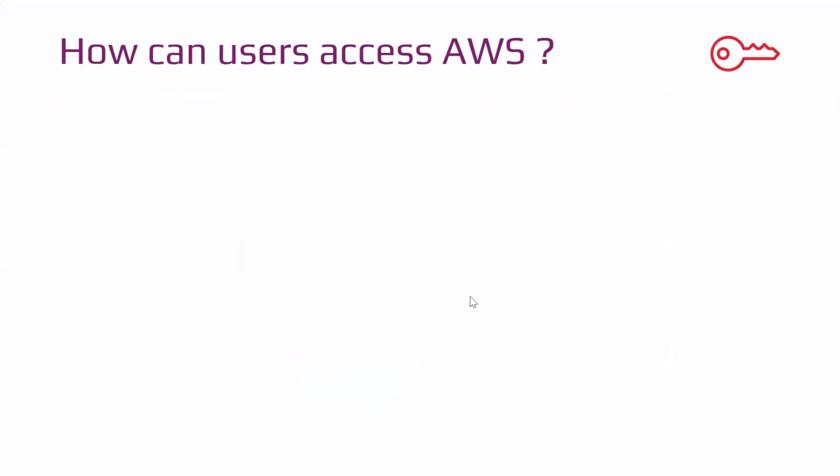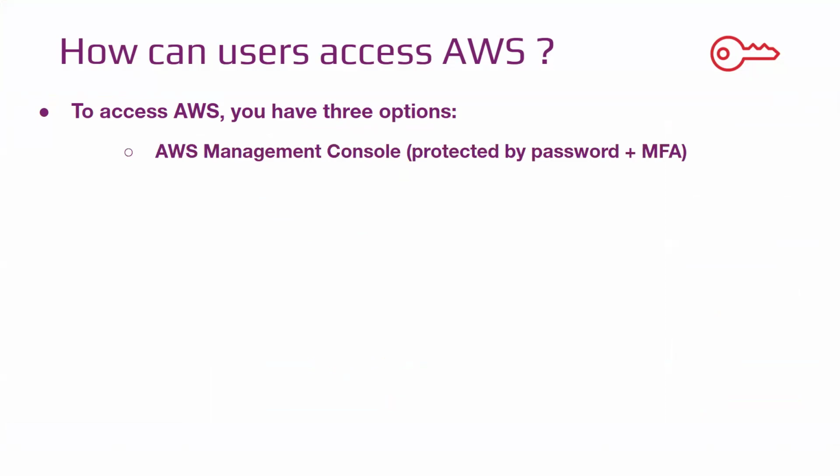Now, how can users access AWS? There are three ways to access AWS. We have three options. One is the AWS Management Console, protected by the password and MFA, right? Just now we created the user called Abhi, and we have logged into the IAM user Management Console. This is the first option.